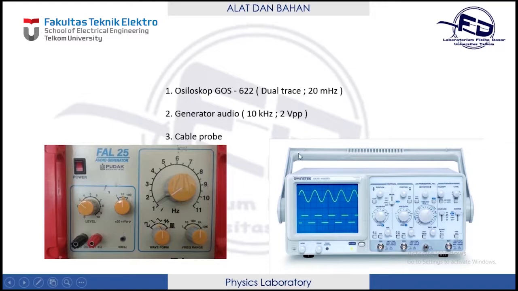In the audio generator, we have a power on/off button, and terminals to hold the black one and the red one, to connect the audio generator to the oscilloscope with the cable probe. This button is for setting amplitude, and this button is for setting frequency.